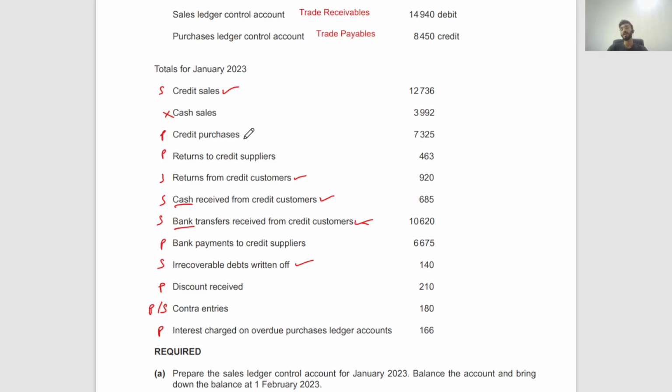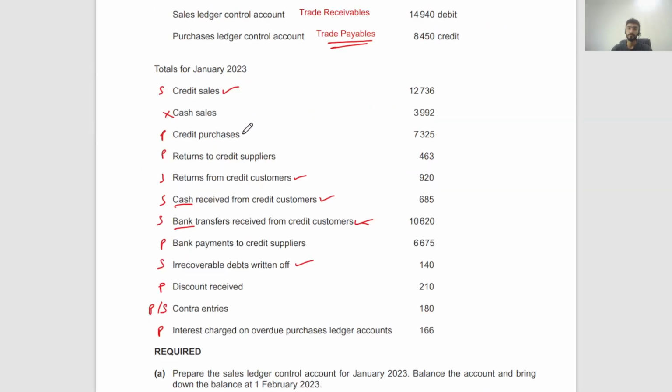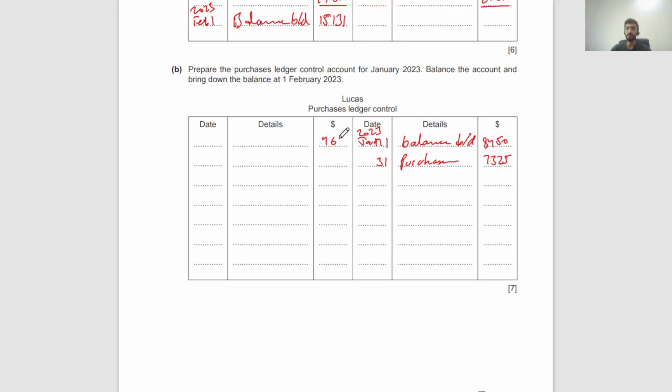When you make purchases, your liabilities go up, your payables go up. Look at it as a trade payable. Payables go up, 7325 will be credited. You can say purchases. And that happened during the month, so just put the last date. Returns are just the opposite of purchases, so 463 will end up there. 463, 2023, January 31st. That's your purchases return.